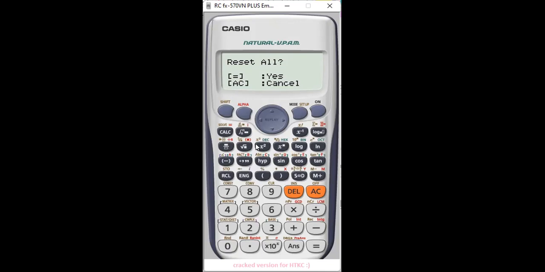It will again ask you, are you interested in clearing all the data of the calculator? Yes, we are interested. For this, there is the equals sign. We will press the equals button. Then again it will ask, please press AC. We will press AC. Now your calculator is fully refreshed. It is very fresh, without any data. Now you can solve the problem.